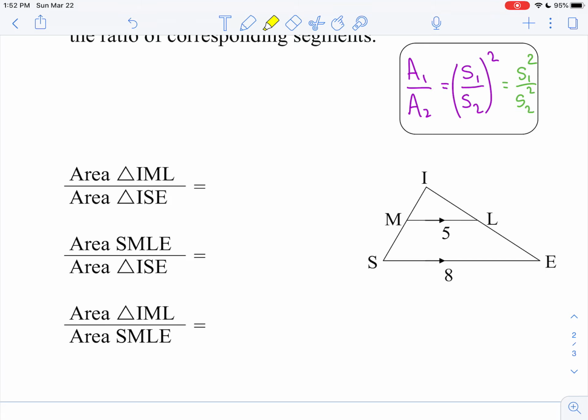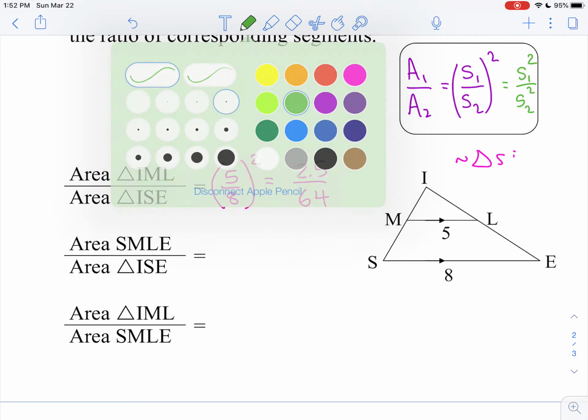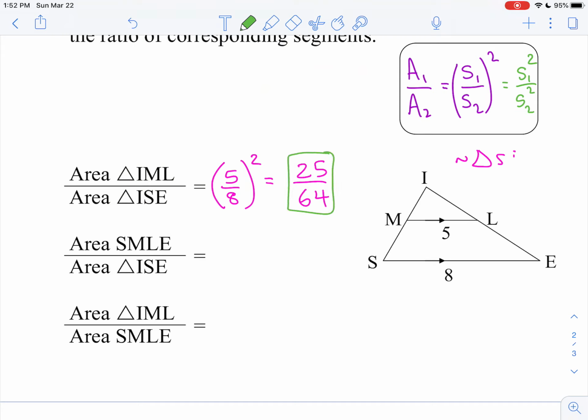So when I compare IML to ISE, once again, you don't have to write it down, but it has to occur to you that it is a similar triangles problem. If you don't realize you have similar triangles, then you're just going to be stuck and you're not going to be happy. But if you realize that, let's take a look. IML to ISE, we want the ratio of their areas. Well, the ratio of corresponding sides is 5:8, but because they're similar, I have to square that, and so that's 25:64, and that was not too painful.